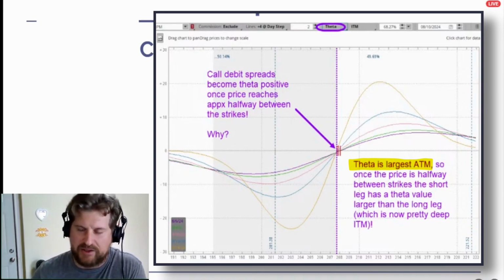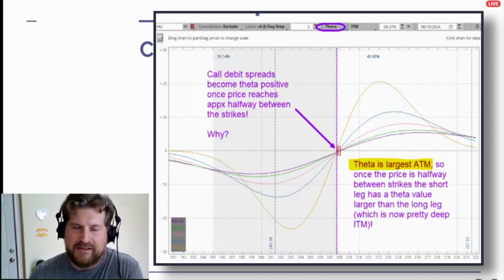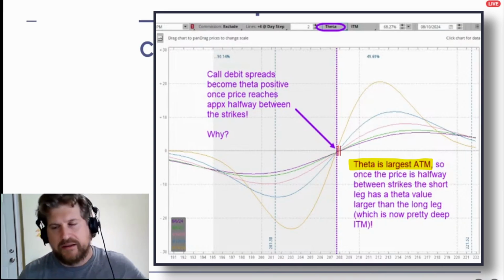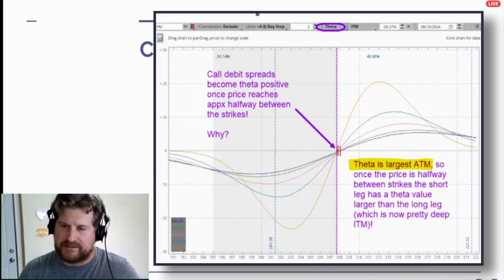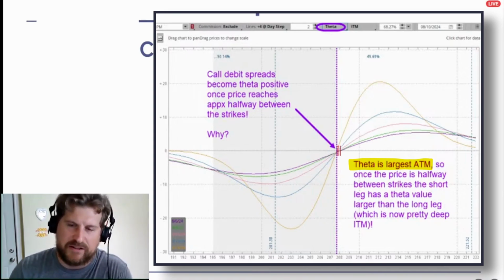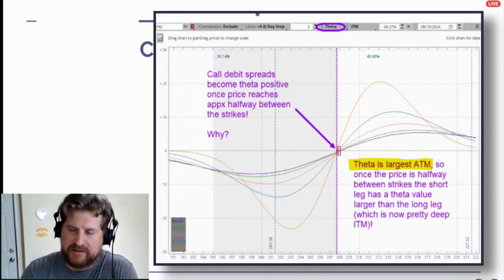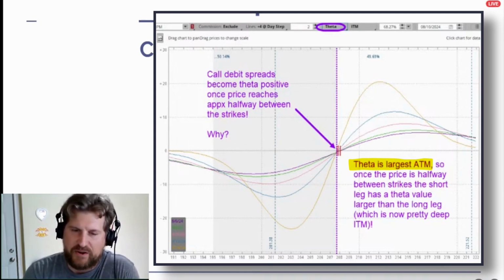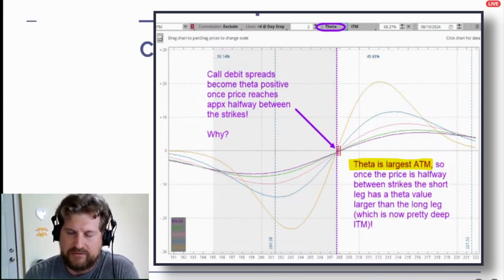That theta becomes large, and then as time goes by, you're net collecting theta, because your long leg is so far in the money and your short leg is not quite as far in the money as your long leg, and so it's experiencing that theta decay at a larger magnitude than the deep in the money strike.